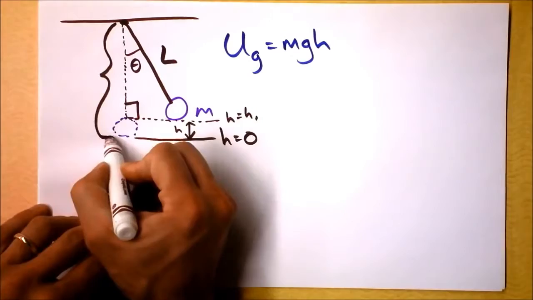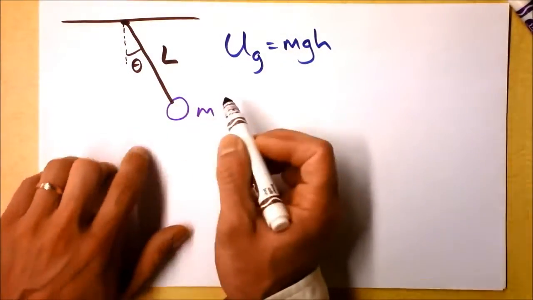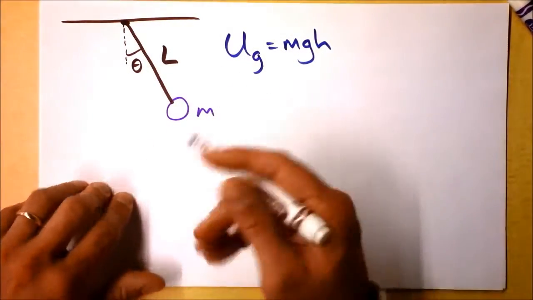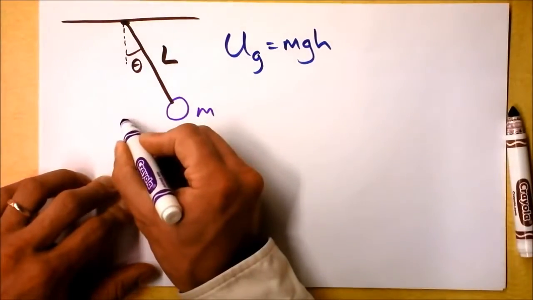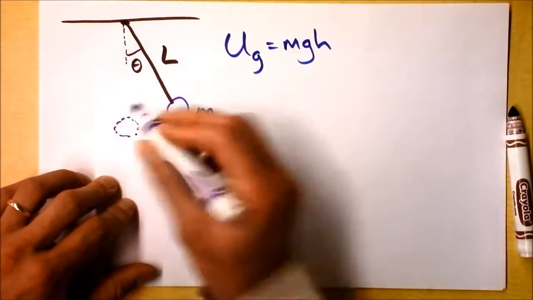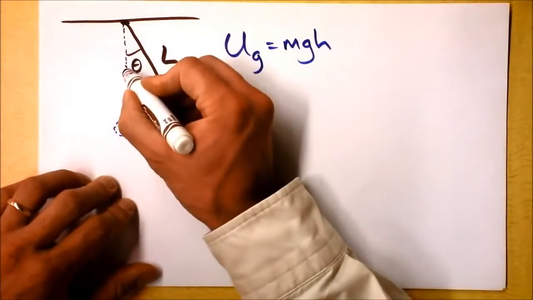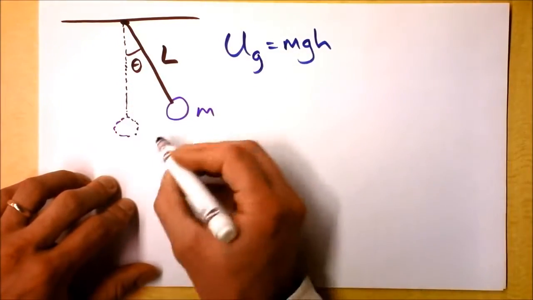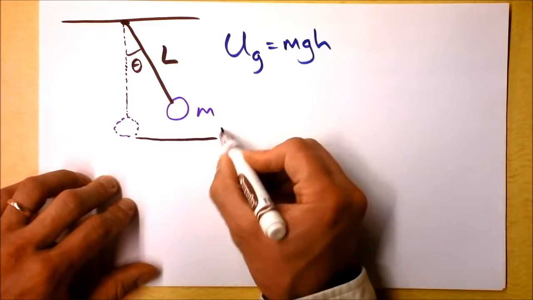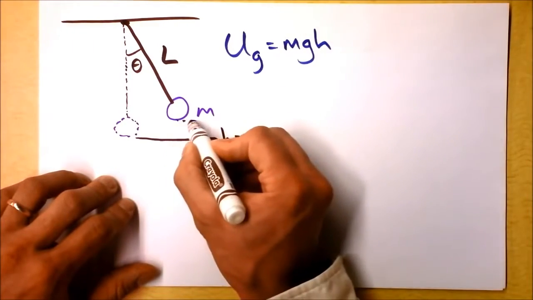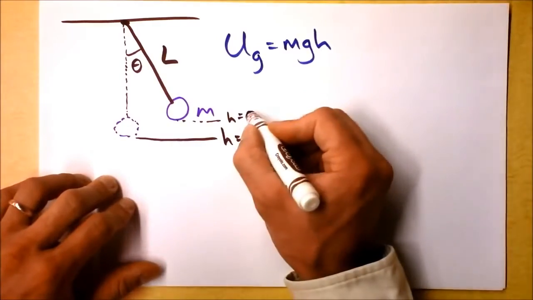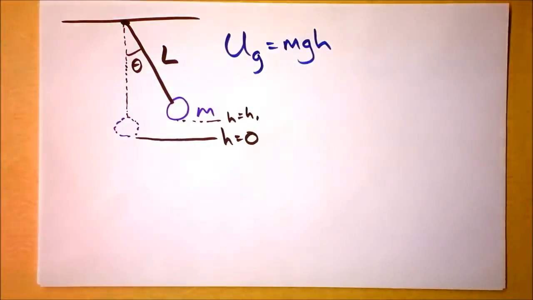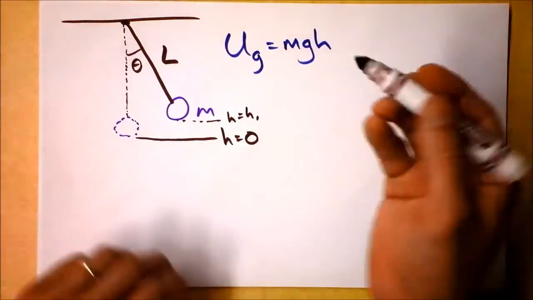That'll be a constant for our purposes, so we need to figure out how high up the pendulum is above whatever we decide to call the 0 point. It might be reasonable to call the 0 point right down here. In that case, we can continue this dotted line and say that this is a height of 0, and this is a height that we're going to call h. h equals, I don't know, we could call it h1, or maybe that would be the maximum height. It doesn't matter so much for our purpose.